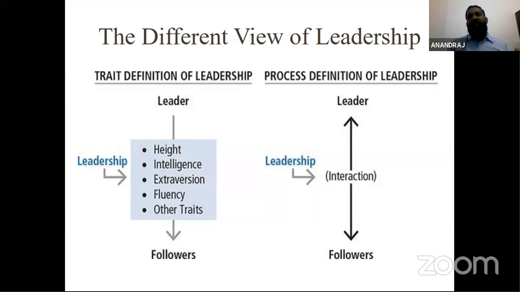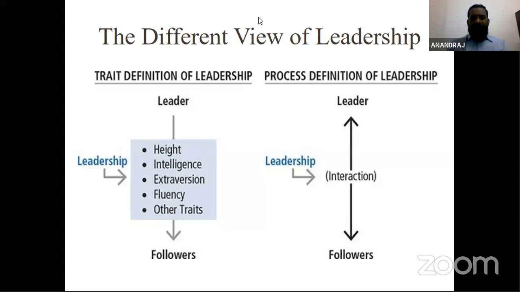Traits are certain qualities that describe leadership. It can be height, it can be intelligence, it can be extroversion, it can be fluency, it can be other traits that we'll be discussing in the next three slides. Only these traits will influence the leader to gather the followers. If you have a trait, you will have followers. Whereas in the modern era, the 21st century, the leaders have to interact with the followers. When you interact with the followers, ultimately people get influenced by you.